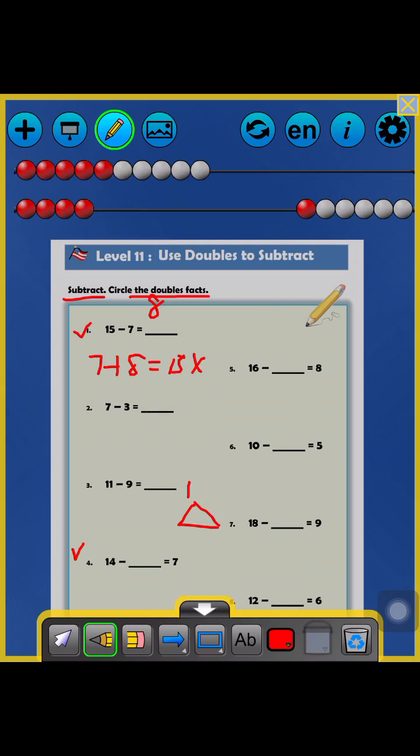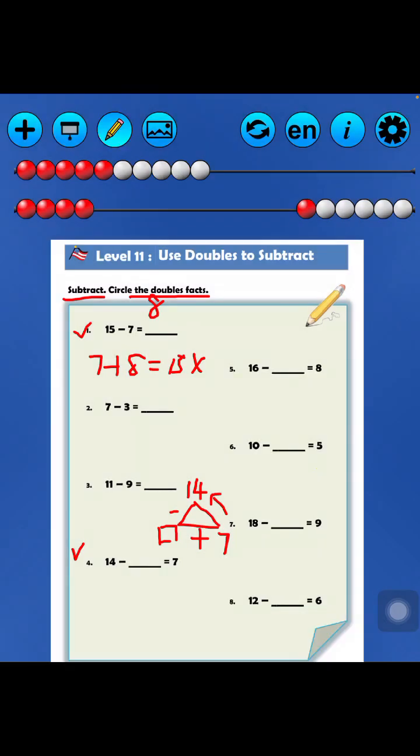14 minus something equals 7. That means 7 plus something equals 14. So we will know the answer by subtracting 7 from 14. Okay, we now move 7 bits to the right hand side.